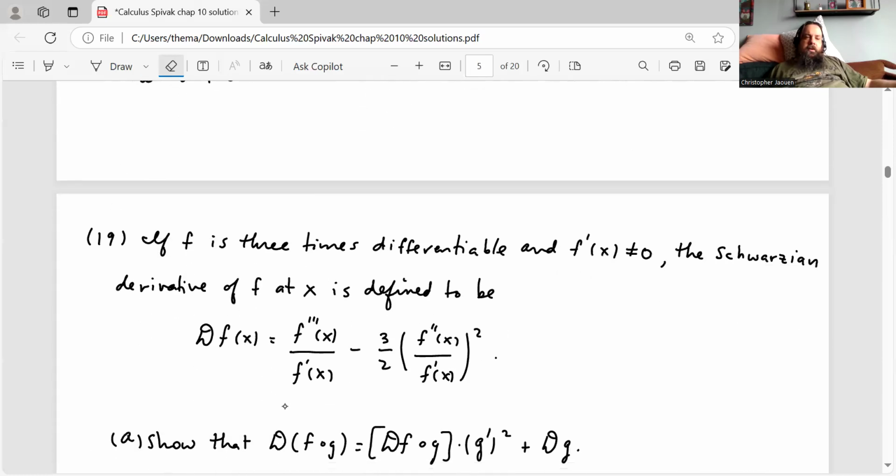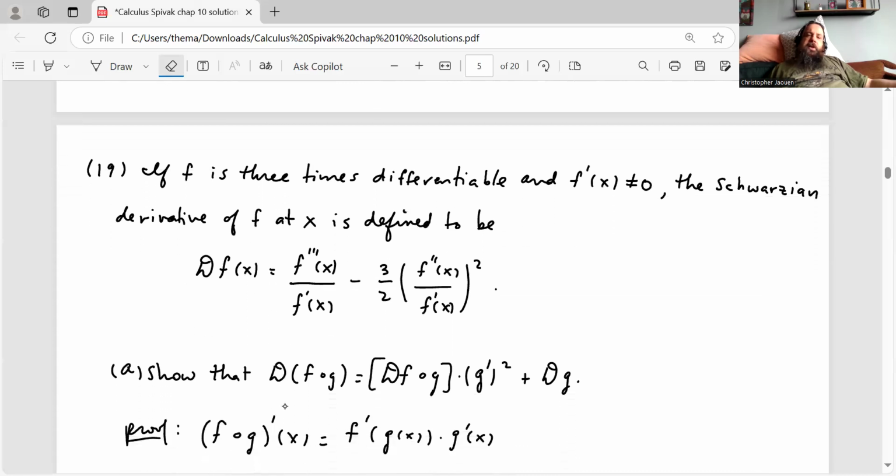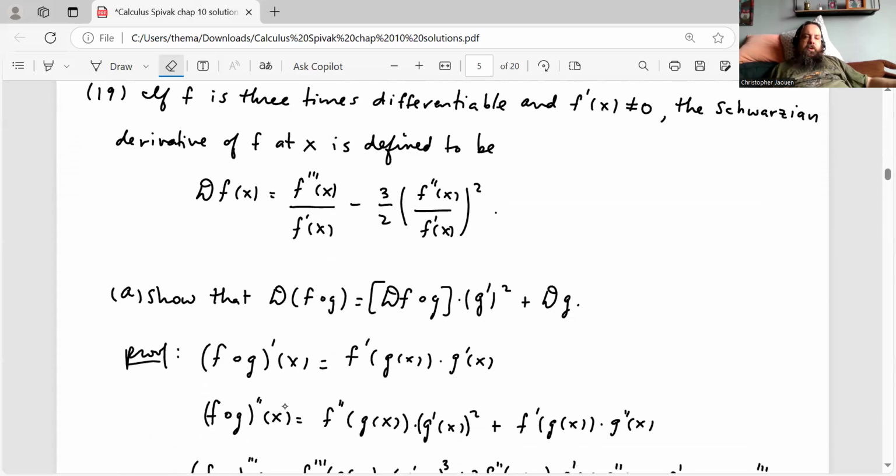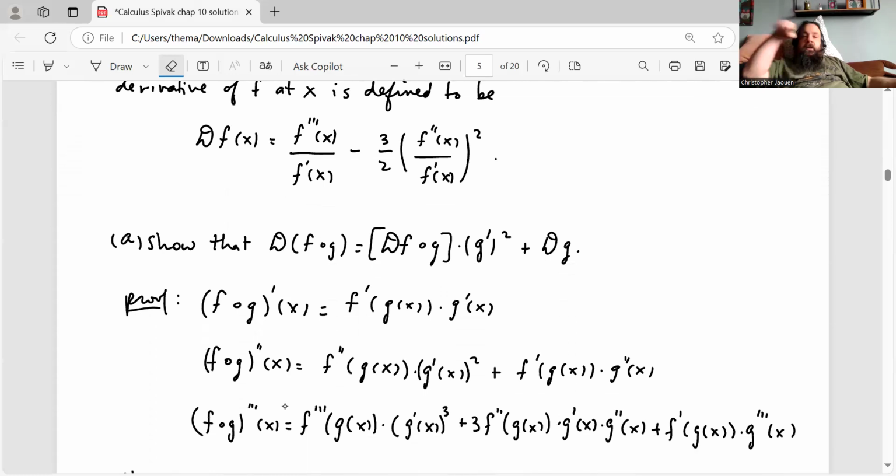All right. Question 19. If f is 3 times differentiable and f prime of x is not 0, then the Schwarzian derivative of f at x is defined to be given by this formula here. Show that the Schwarzian derivative of f composed with g is the Schwarzian derivative of f composed with g times g prime squared plus the Schwarzian derivative of g.